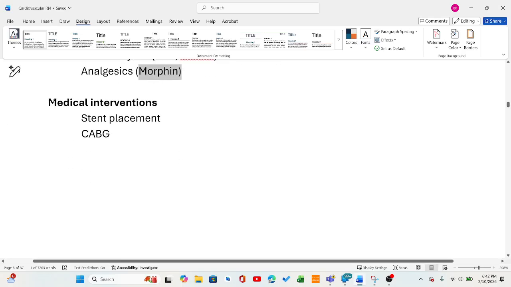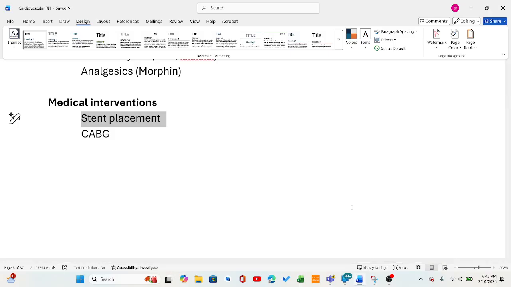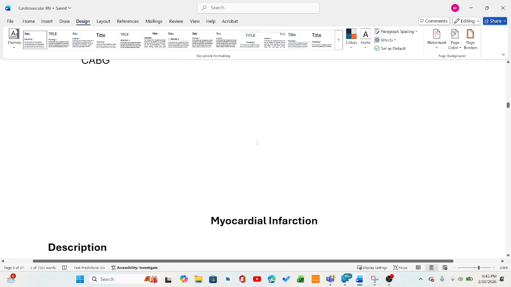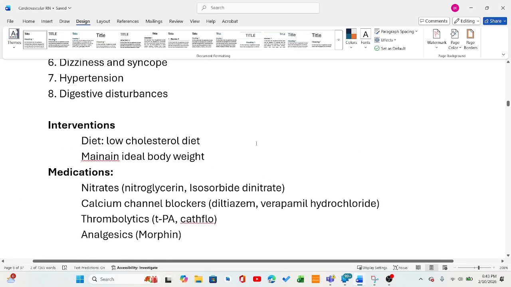On the medical side, the doctor is going to put a stent in. When we talk of a stent, this is where the doctor will go into the blood vessels and put a stent there and open the blood vessels. The other one we talk about is called coronary artery bypass graft. When we come to class, I'll show you videos of what coronary artery bypass graft is and also what a stent is. Do you have any questions about myocardial infarctions?